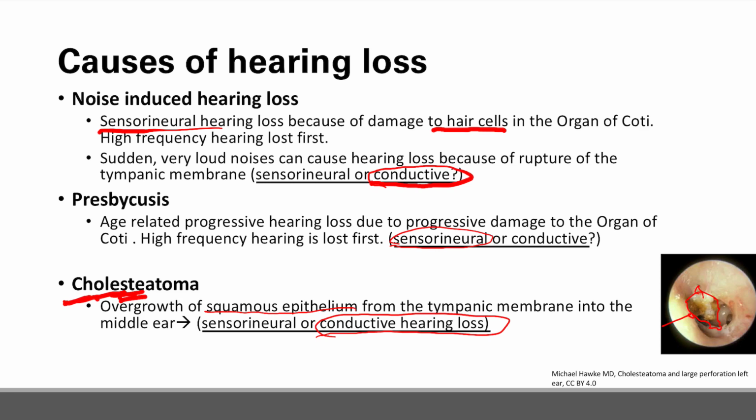So that's it for our causes of hearing loss. As you can see, you can understand whether it's conductive or sensorineural because you're going to know the pathologies and how each of these come to be. So that's it for hearing loss.